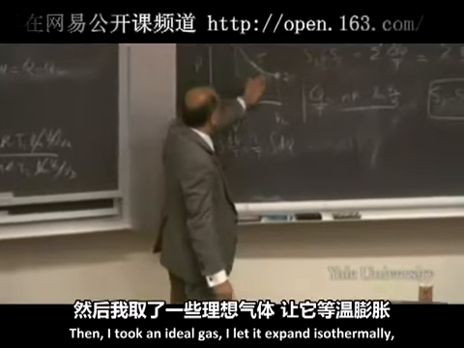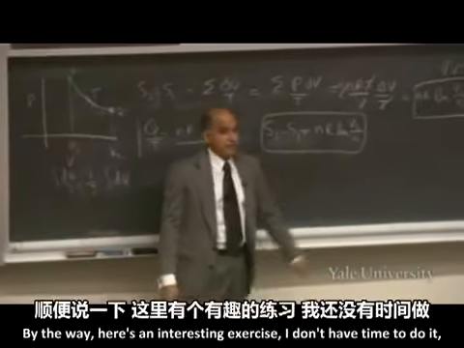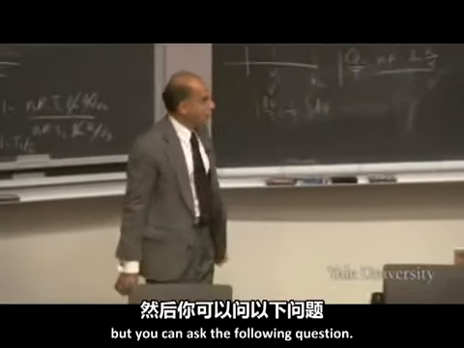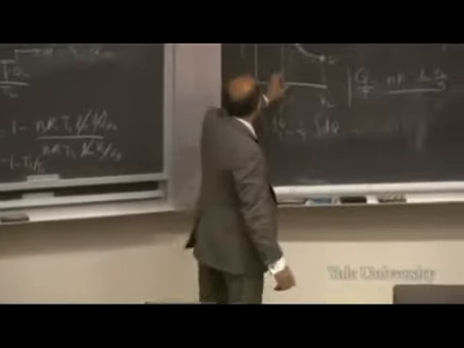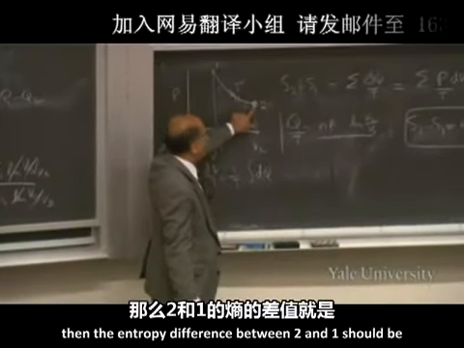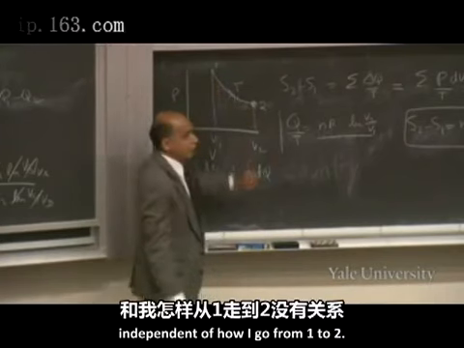I let it expand isothermally. I found the entropy change. I got this answer. By the way, here's an interesting exercise. I don't have time to do it, but you can ask the following question. If you tell me that at every point there's a unique entropy, then the entropy difference between 2 and 1 should be independent of how I go from 1 to 2.